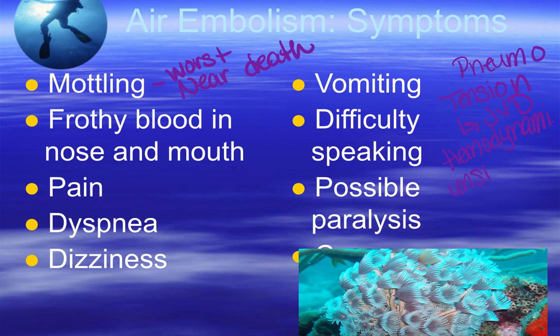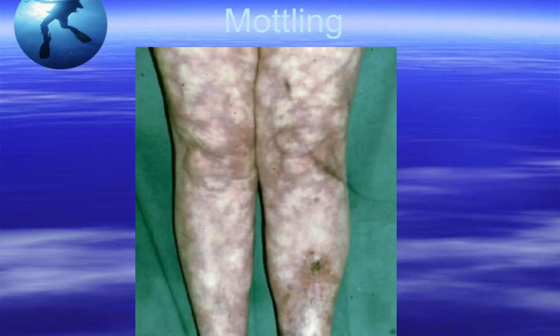So they're unstable. So their blood pressure is not good. It's just bad news bears. Dizziness, vomiting. So symptoms are going to vary depending on the severity of the emboli, how fast they ascended, how long they have been out of the hospital. So we want to treat them with oxygen as soon as possible. And we're also going to treat them with HBO.